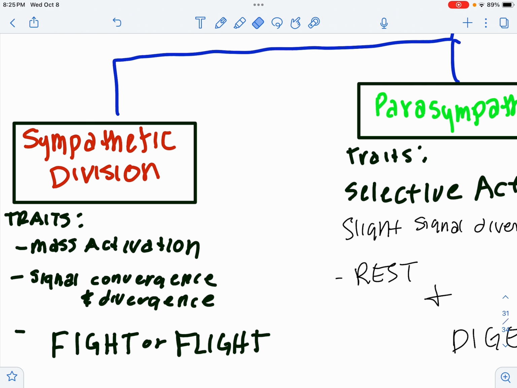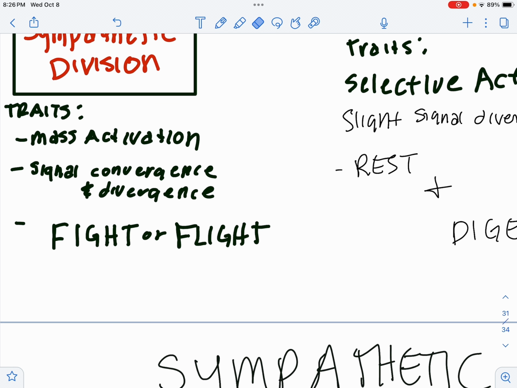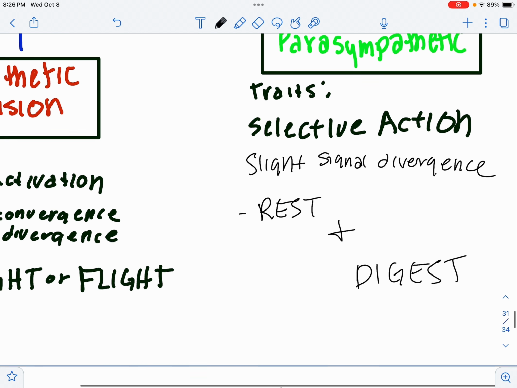The sympathetic division is made up of traits such as mass activation, which means that they alert or activate many effectors at once. This is because it takes action during emergencies or movement-to-movement regulation, which is why it says fight or flight right here. It involves reflexes, or being scared or frightened, and it undergoes signal convergence and divergence, which I'll explain a little bit later.